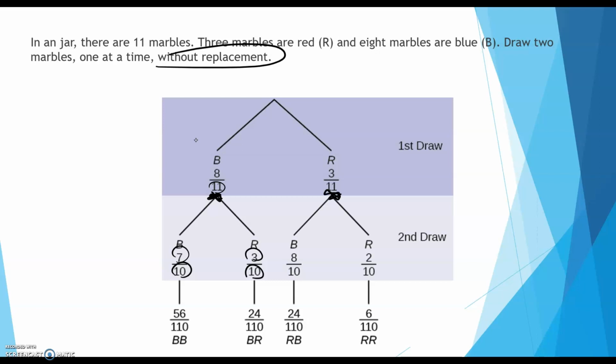Same thing over here. I took a red out first, so I still have 8 blues, but only 10 marbles. Because I took a red out, I only have 2 red marbles left out of 10 marbles. And you would still multiply, like we did in the other one, 8 over 11 times 7 over 10 to get the 56 over 110.